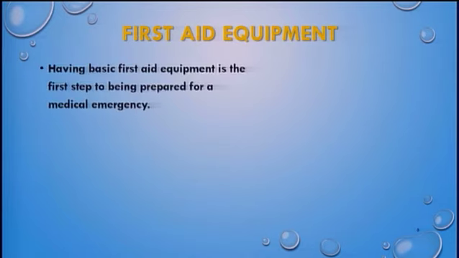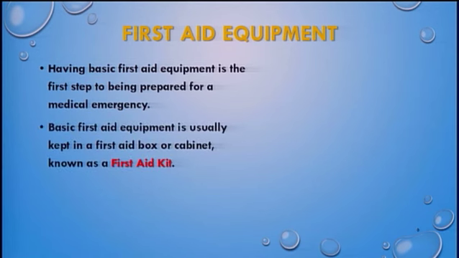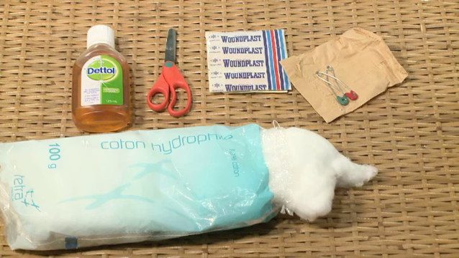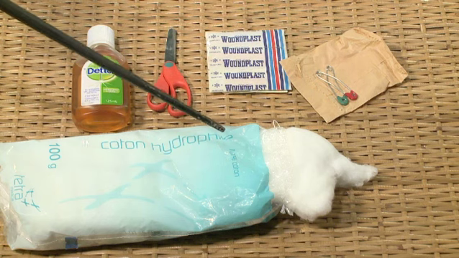First aid equipment. Having basic first aid equipment is the first step to being prepared for a medical emergency. Basic first aid equipment is usually kept in a first aid box or cabinet known as a first aid kit. Some of the basic first aid equipment include liquid skin antiseptic, a pair of scissors, one plaster, safety pins, cotton wool in pack.